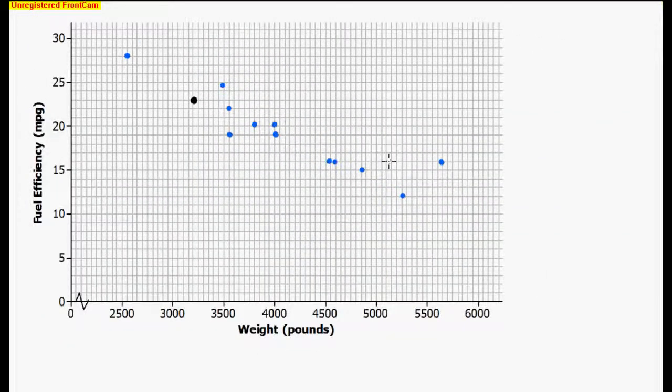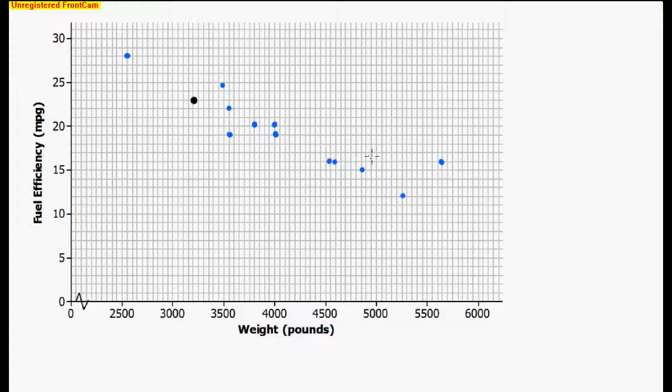Okay, and as you can see, I put the rest of the points on here. All of my little dots represent a different model of car. And what's funny is we have three different models that have different weights, but they have the same fuel efficiency. That would be models 9, 11, and 12. So that's kind of weird. They have different weights but the same fuel efficiency.